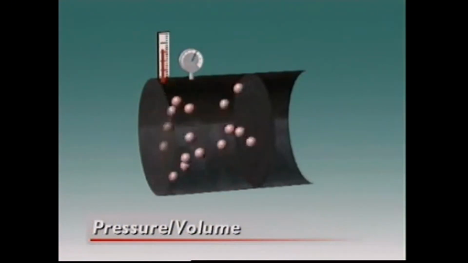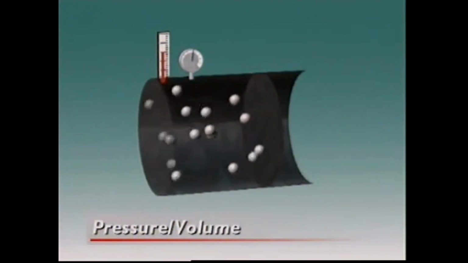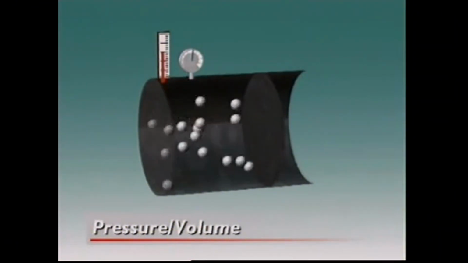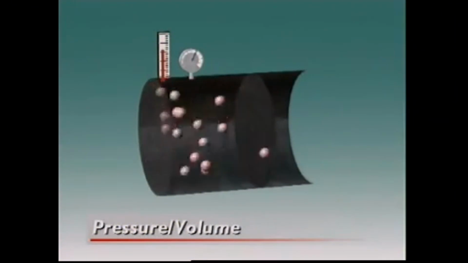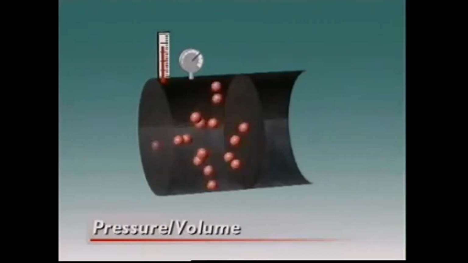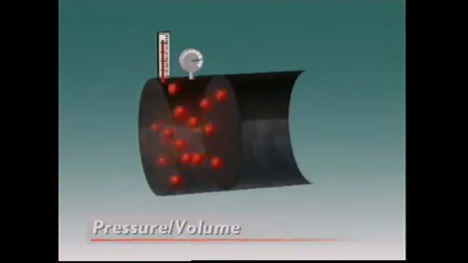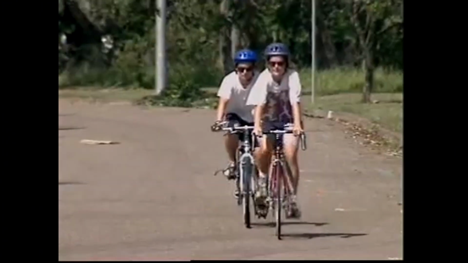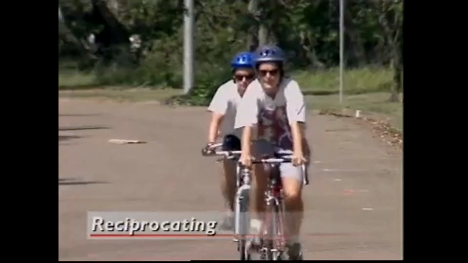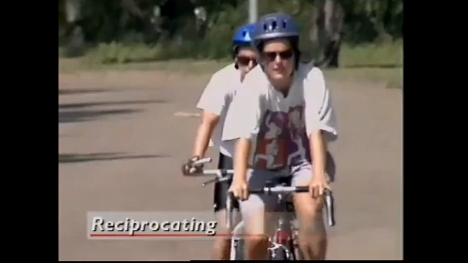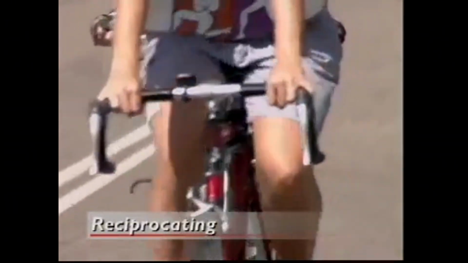Larger volume, smaller pressure. Smaller volume, higher pressure. Pressure and volume are in what is called an inverse relation. As one rises, the other falls. Reciprocating means going back and forth over the same path. Using reciprocating action to make rotary action has many applications, large and small.